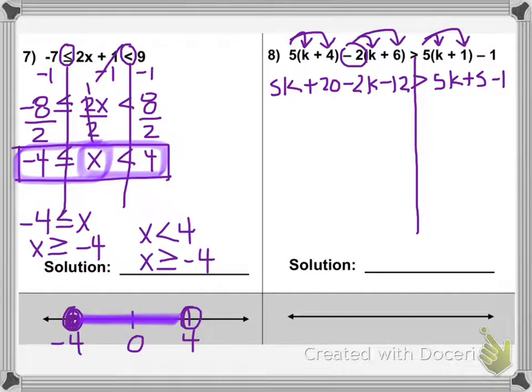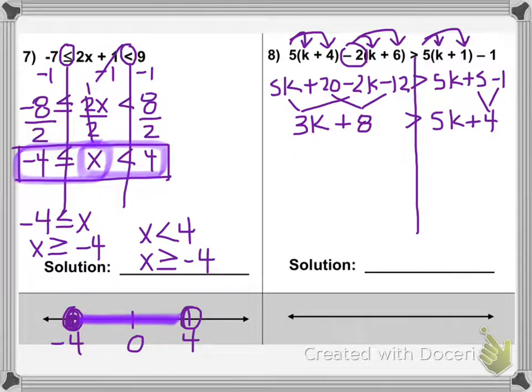So now we're going to clean up each side. We've got a lot of terms on the left and right we can combine. On the left, we can combine the 5k with the negative 2k to make 3k. We can combine the 20 and the negative 12 to make positive 8. Bring down the greater than. On the right, we can combine the positive 5 and the negative 1 to make positive 4. And then, of course, we'll bring down that 5k. All right, both sides are cleaned up.